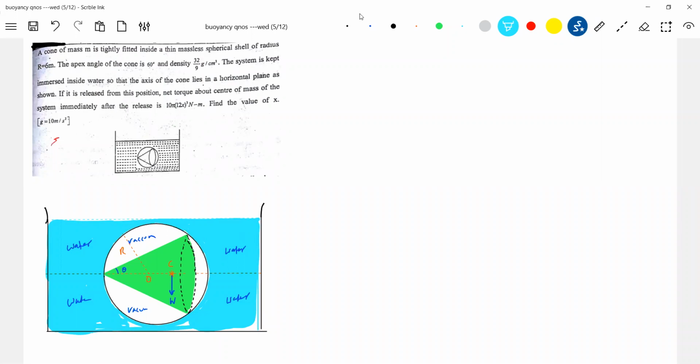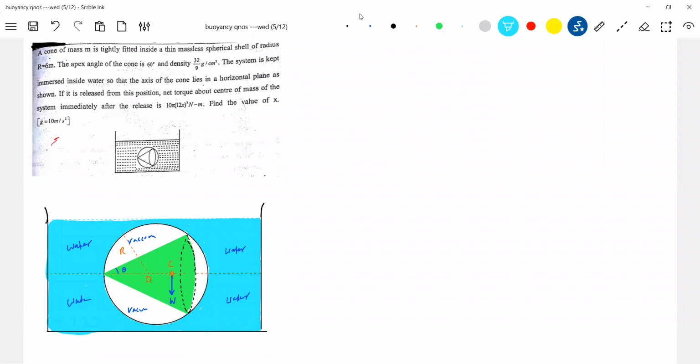Okay, now we know the buoyant force. What is the question that is asked? The torque that is being set up. If a rigid body is set free to rotate, it will rotate about which point? It will rotate about its center of mass. So we know where the center of mass is, at a distance.